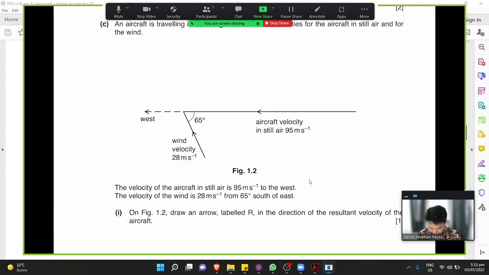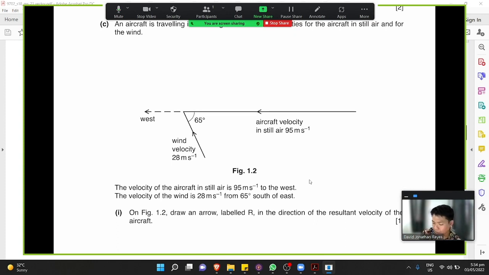All right, now we have a problem here that is all about scalar and vector. For this one, you're just asked to draw an arrow and label it R to signify that that is your resultant velocity of the aircraft. Now, even though it's just a drawing, before you draw anything else, you need to first properly identify where the aircraft would be going after all of the directions and all of these velocities involved in it.